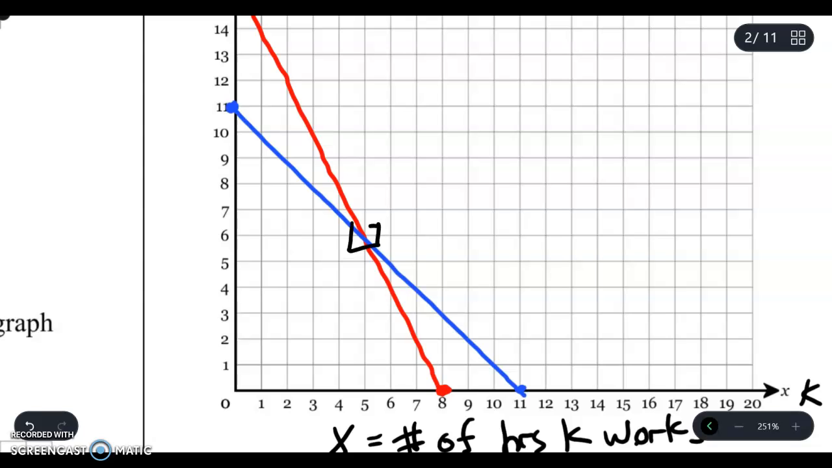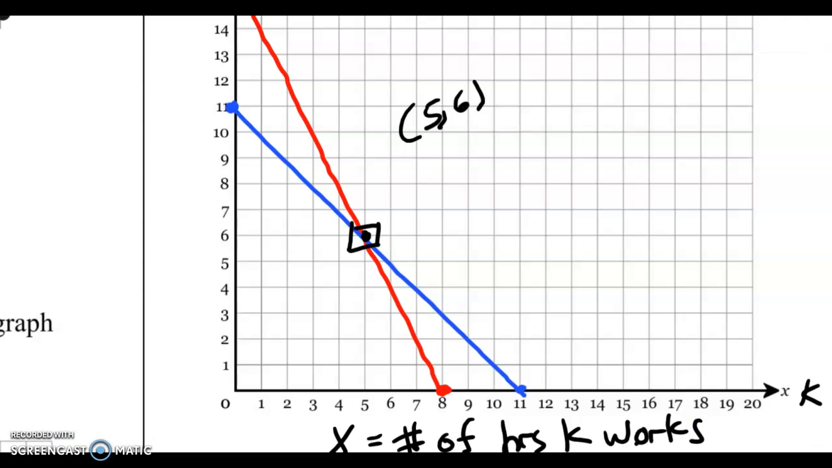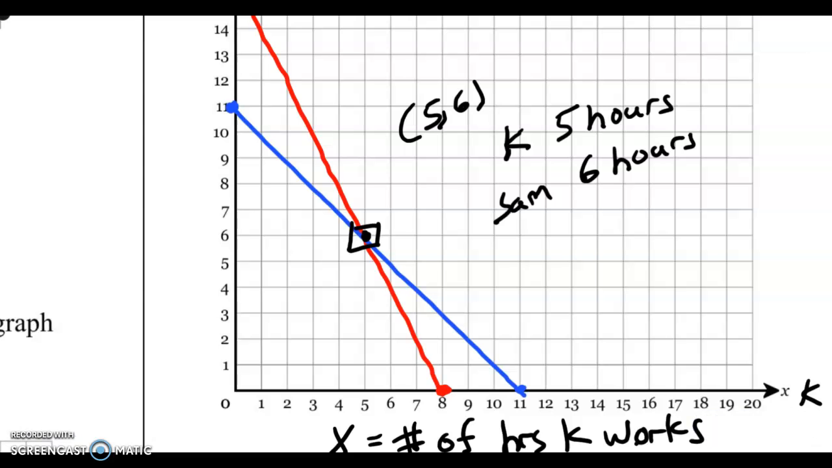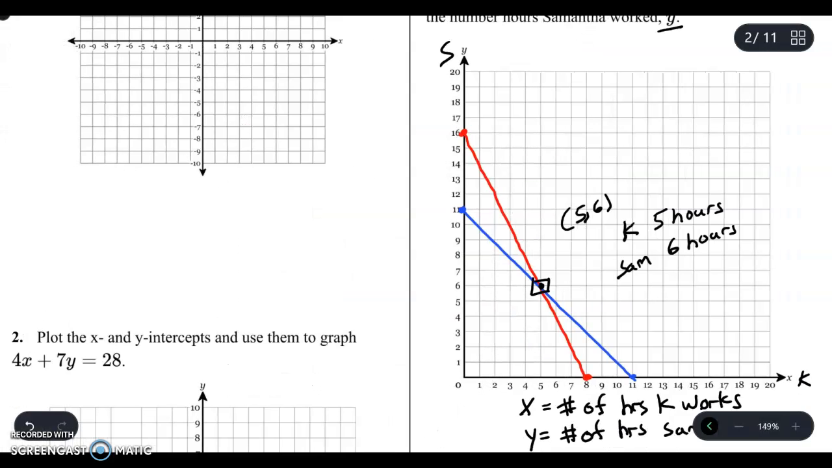Alright, and where they cross is right here. At that point, and I'm going to say it's right here, 5, 6, what do we have? Well, we know that K worked 5 hours, and Sam worked 6 hours. And that's it. That is solving the system of equations graphically.